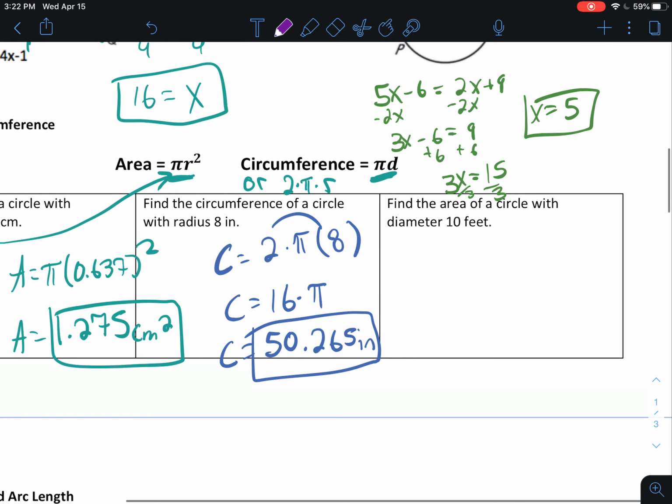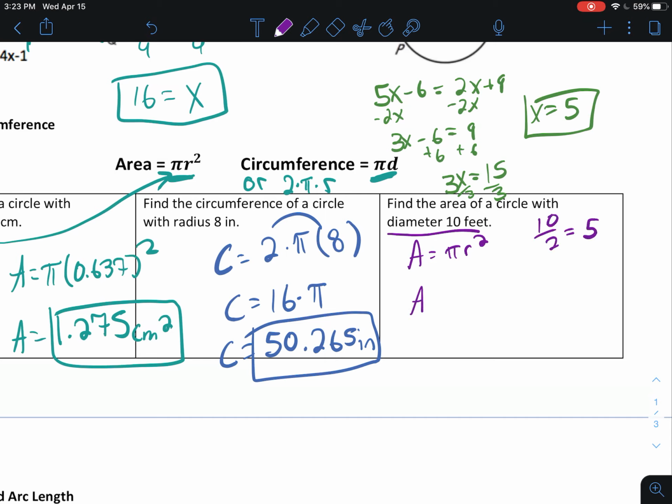All right, one more to go here. It says find the area of a circle with a diameter of 10. Well, we need to go backwards. So we need to find the radius because the area formula is pi r squared. So we take 10 divided by 2, which gives us 5. So we say area is equal to pi times 5 squared. Well, it's going to be area is equal to pi times 25, which is 78.540.